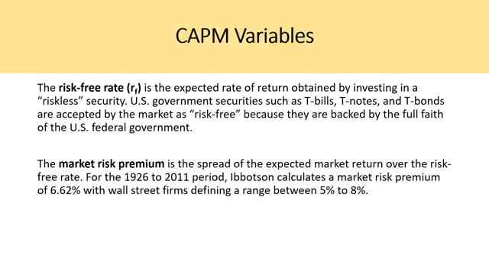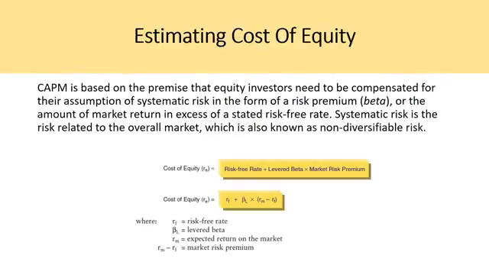So from 1926 to 2011, Ibbotson calculated a market risk premium of 6.62%, with Wall Street firms defining a range between 5% to 8%. So really in this formula, Ibbotson, which is a recognized Wall Street institution providing a lot of research reports, recognizes that 6.62% is the difference between RM and RF, which can then be multiplied by the firm's levered beta.